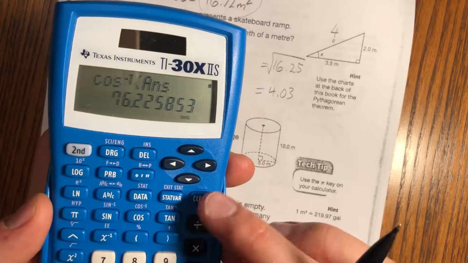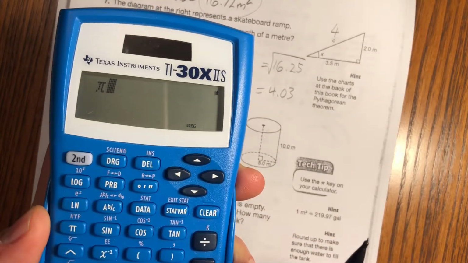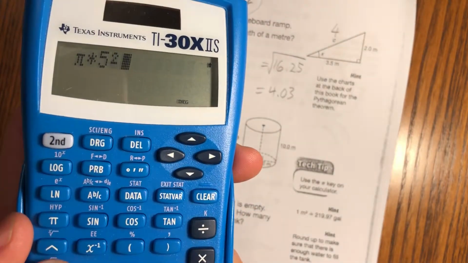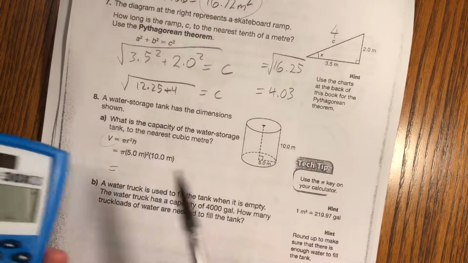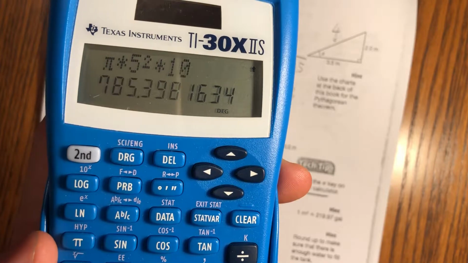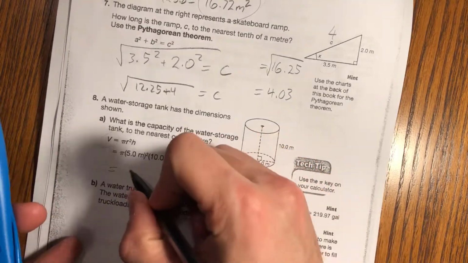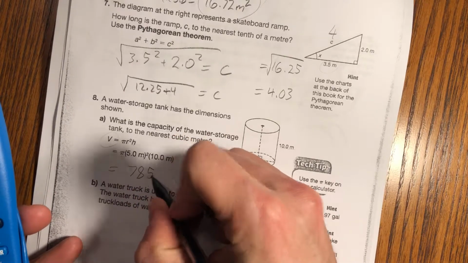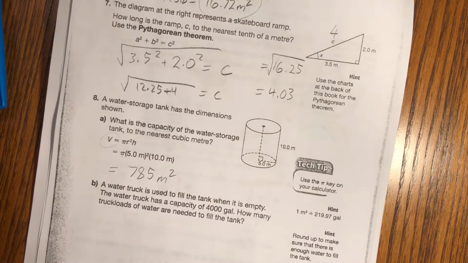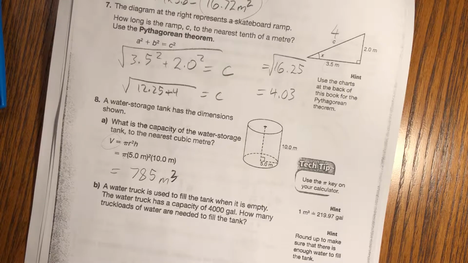Let's put that in our calculator and see how it works. Okay, we have pi times 5 squared times 10 equals 785 meters squared, because it's all in meters. Or cubed, I guess. Cubed, yeah. Volume is in cubes. Awesome.